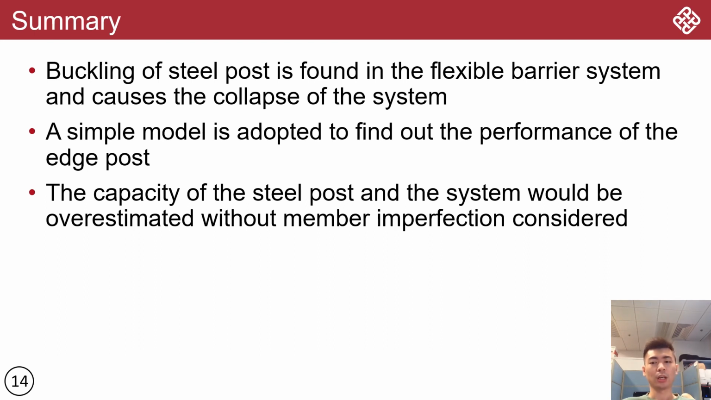In the analysis, we apply the member initial imperfection to the post and find that if we consider the second order effect, the horizontal force that causes the buckling of the post will be much lower than that without the member initial imperfection. So we can say the capacity of the steel post and the system will be overestimated if we don't consider the member imperfection.